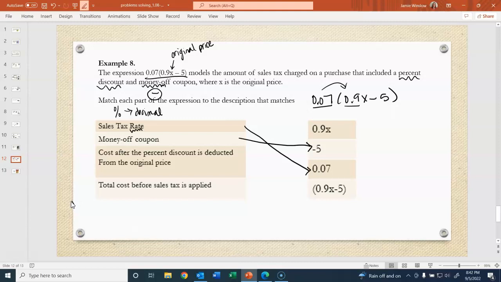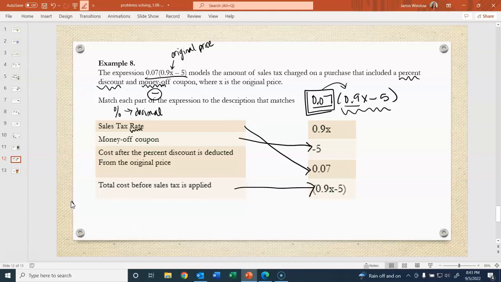All right, cost after the percent discount is deducted from the original price. Now, I don't know about you guys, but that one makes my brain go, what? So if that ever happens to you, let's go to the next one and see if we can process of elimination it. Total cost before sales tax is applied. So remember, our sales tax is this. So the total cost of the item before we do that is this whole thing. That's the total cost of the item before sales tax. So that's going to be this one.